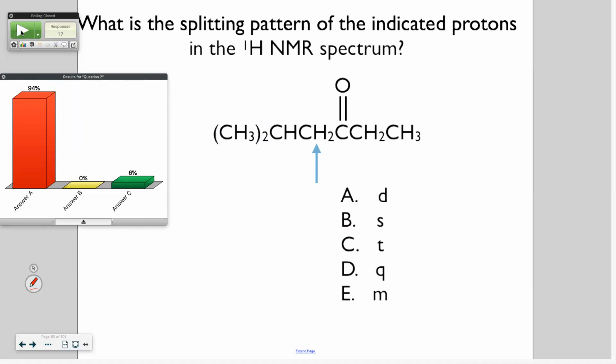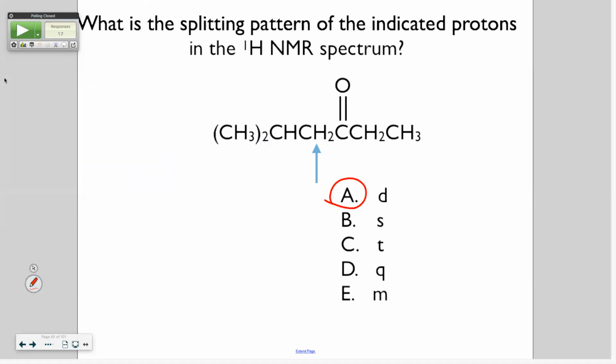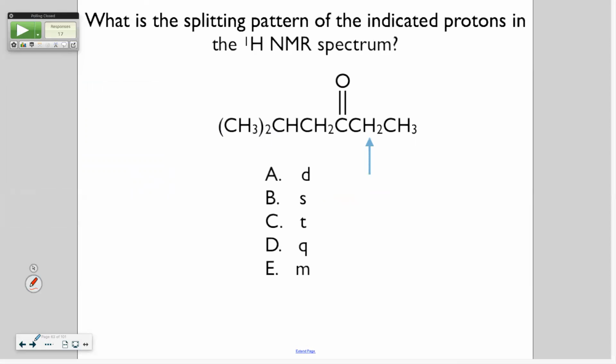I'm pointing to the CH2, right? How many next door neighbors? 1. 1 plus 1 is? So it's a doublet. You don't count the ones that are on it. You count the ones next door. Okay, the ones next door. Okay, how about that one?